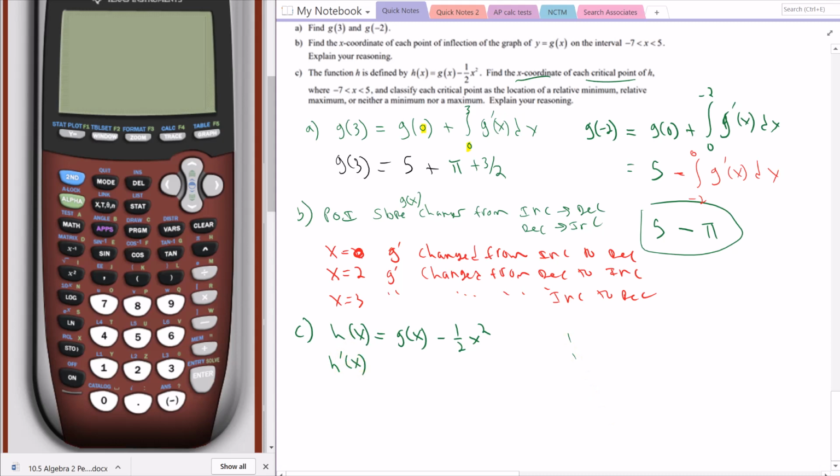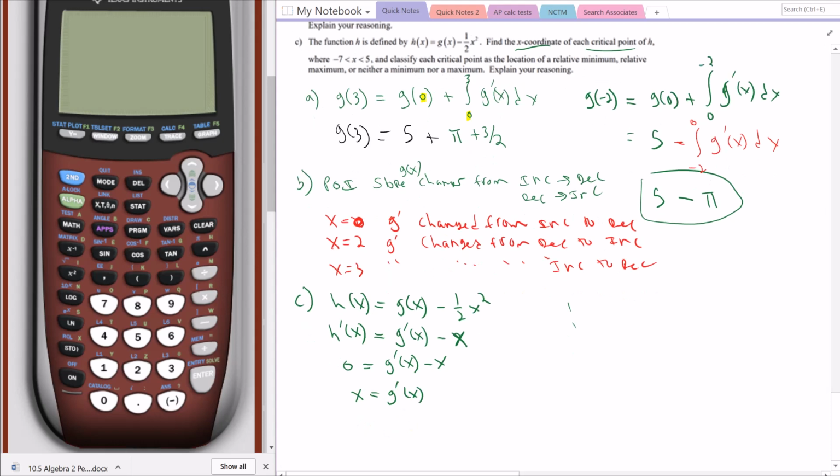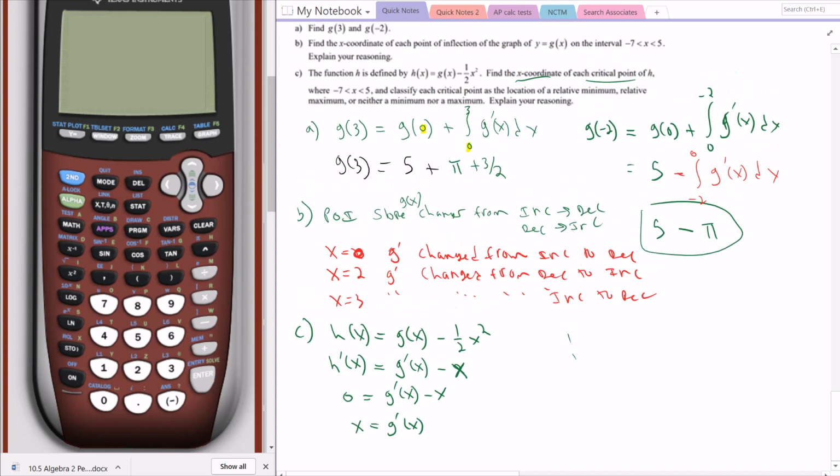The derivative of h is h prime. That's the left side. The derivative of the right side: the derivative of g is g prime, and the derivative of negative 1/2 x squared is negative 2/2, which is 1, so negative x. And we want to know, when does this equal 0? Basically, it's when does g prime of x equal x? And it is kind of funky unless you just try stuff, right?